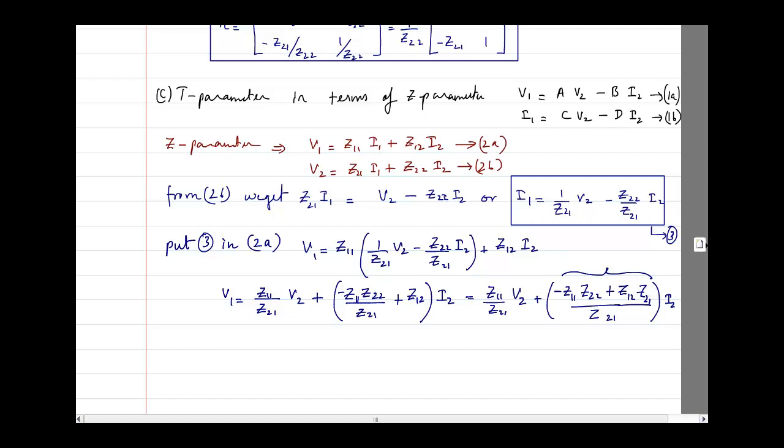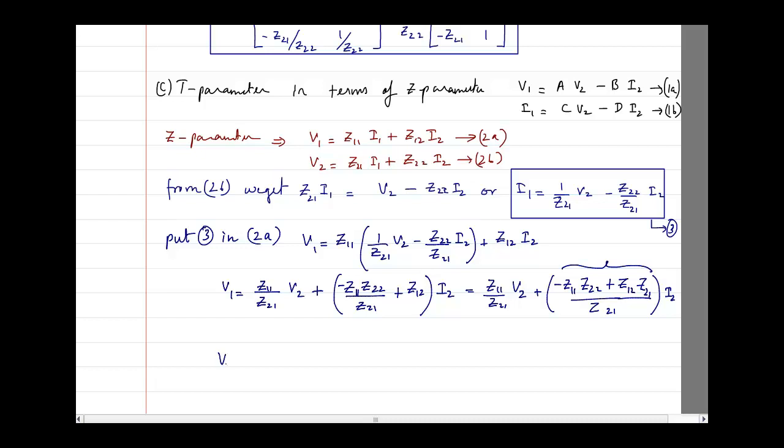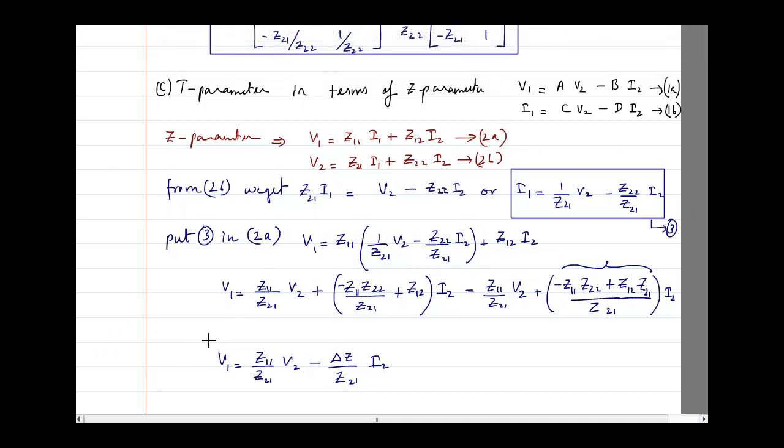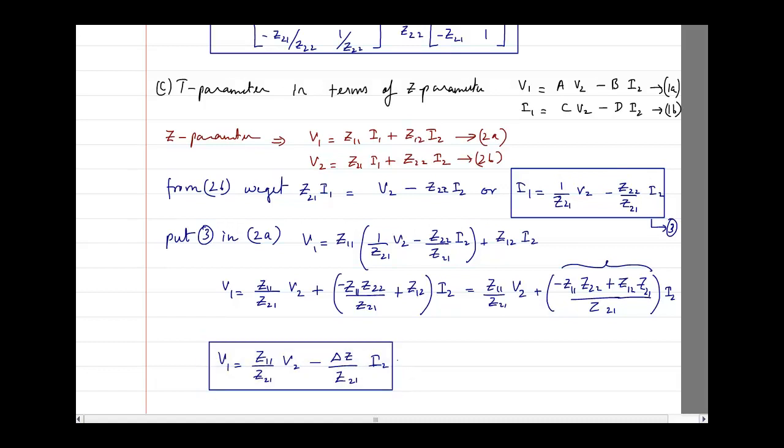So therefore I can write this as now V1 is going to be Z11 by Z21 into V2 minus delta Z. Why I have taken that minus common? Okay, so delta Z divided by Z21 into I2. Now this is going to be my fourth equation and it matches very well with my equation 1b. So this is equation number 4.